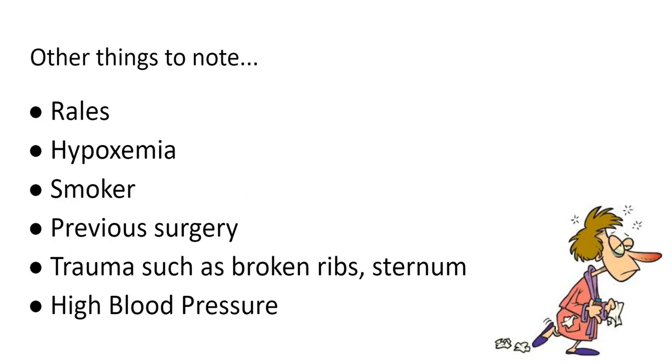Any previous surgeries, that's going to be very important, because what if they've had a lobe of their lung removed? That's really important information to share with the radiologist. Any trauma, such as broken ribs, sternum trauma, again, those are all things that we want to note for the radiologist, and when that trauma occurred. Was it a week ago or was it 10 years ago? Because that can impact our respiratory system. And then high blood pressure, that is also something that may be helpful, particularly if we're looking at the heart.